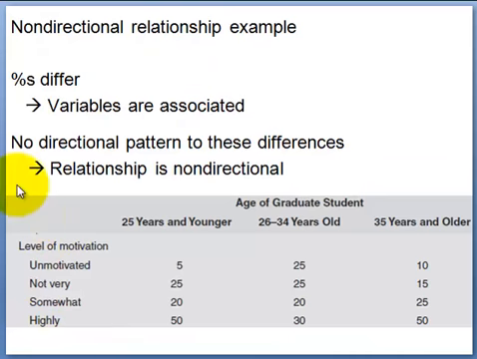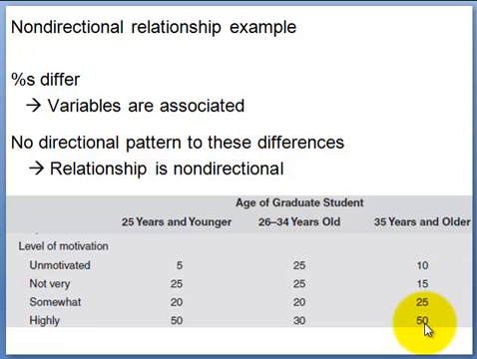So now we've got the same two variables on this new slide. We've got a relationship in our new table here because percentages differ. The percentages in this column are not the same as those in this column and are not the same as those in this column. So the percentages differ. Therefore, we've got a relationship. Now, both variables are ordinal level, so the potential is there for a directional relationship.